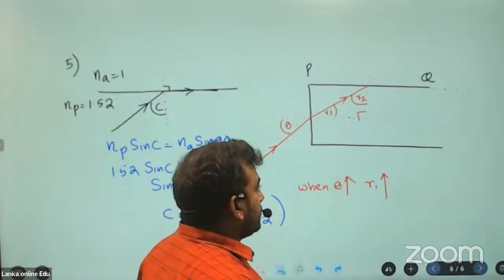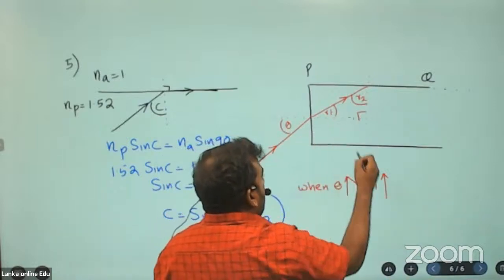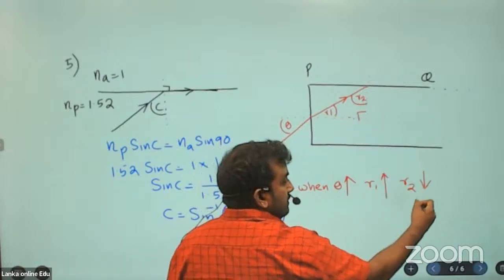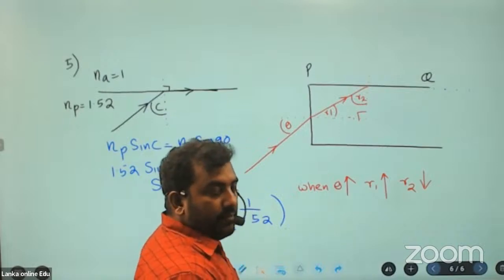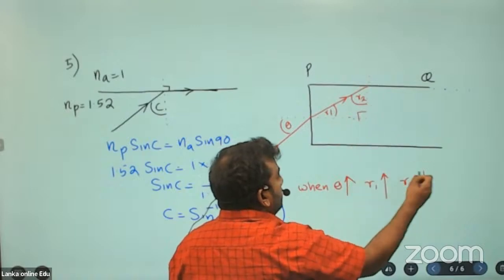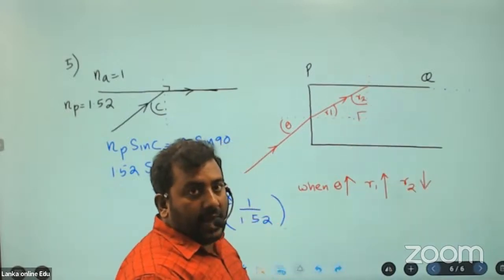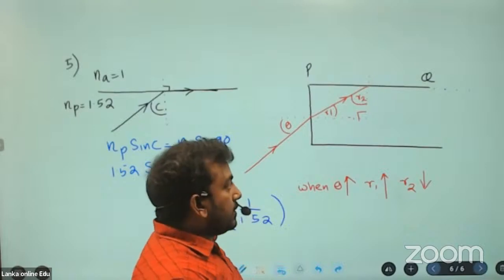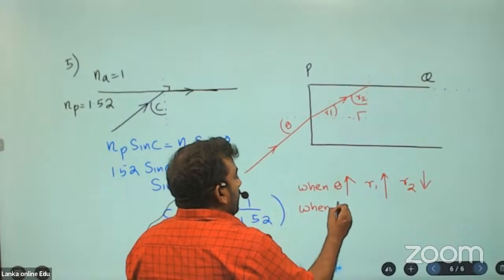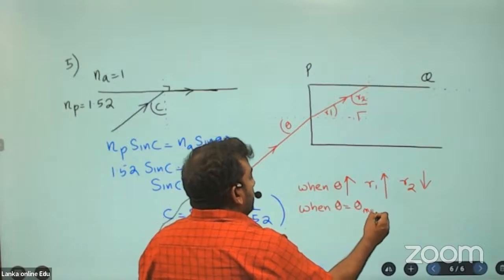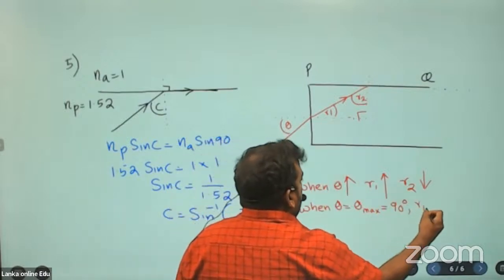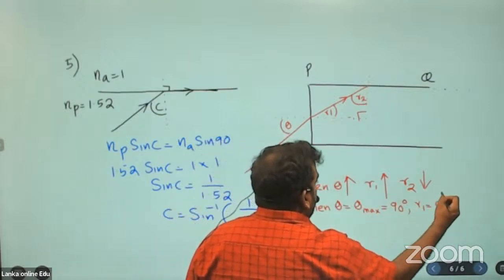Focus on the logic. When theta increases, R1 increases, and R2 will reduce. Why? R1 plus R2 is 90. When R1 is increasing, R2 is reducing. Now look. When theta equals theta maximum, that is 90, R1 equals the critical angle.